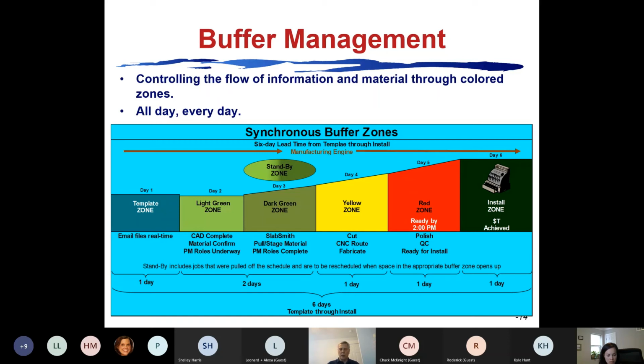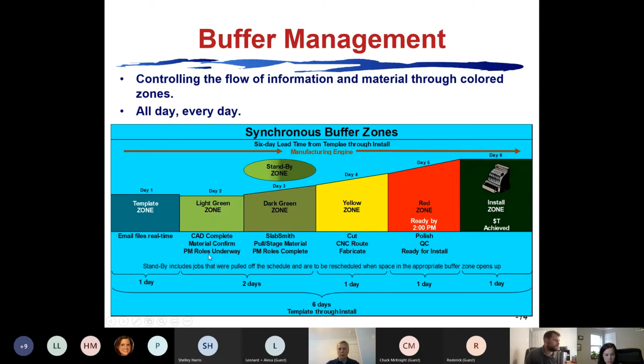This is kind of a generic one. We develop these, we customize these for every client that we work with, but this is the general approach. Template zone is where we actually do the template. Obviously, that's done real time these days. In the light green zone, we're gathering more information, doing CAD, material confirmation.